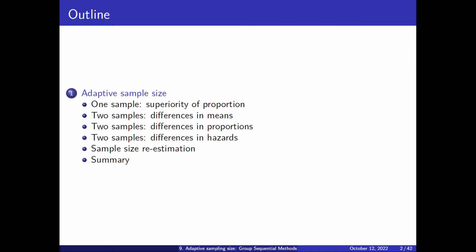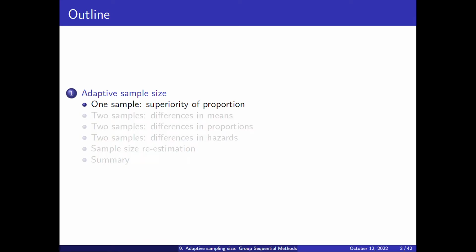We will address three different problems. In the first one, we will use only one sample and study what is the proportion of respondents to the drug. In the second group, we will compare two samples, and we will compare them at different levels, so different means, different proportions, different hazards. And in the last case, we will re-estimate the sample size. So in the middle of the experiment, we will recalculate the sample size that we need. And so, let's start with the first group.